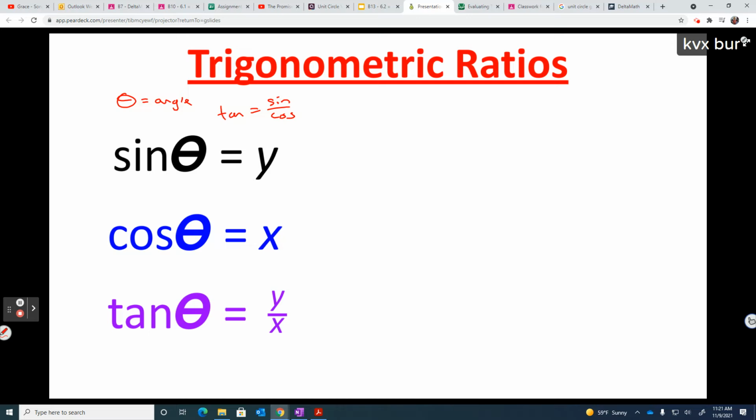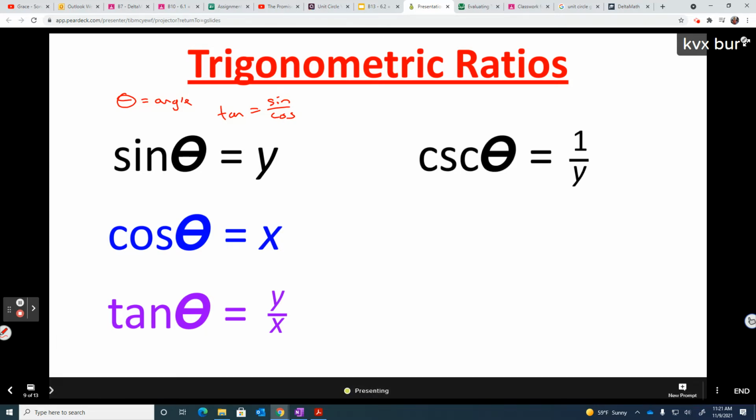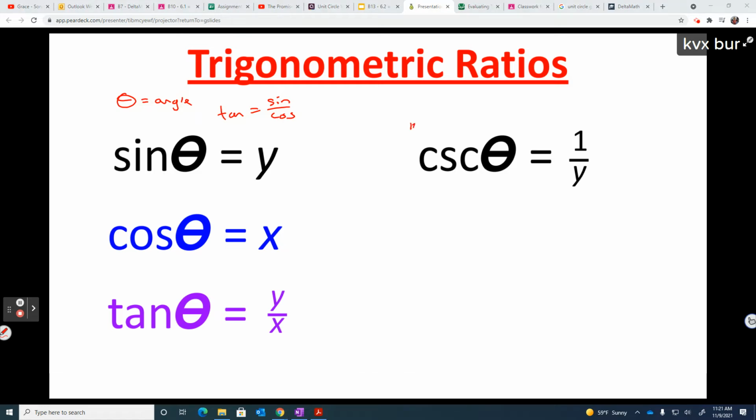All right, so these are the 3 main ones. Now there's actually 3 other ones. They're less common, but you do need to know them. The first one is called cosecant, abbreviated CSC. The cosecant is the reciprocal of sine. These two are reciprocals. Reciprocal means that you flip the fraction. So the cosecant is going to be 1 over y. So you can find that out by looking at the unit circle as well. So those two are a pair, sine and cosecant.